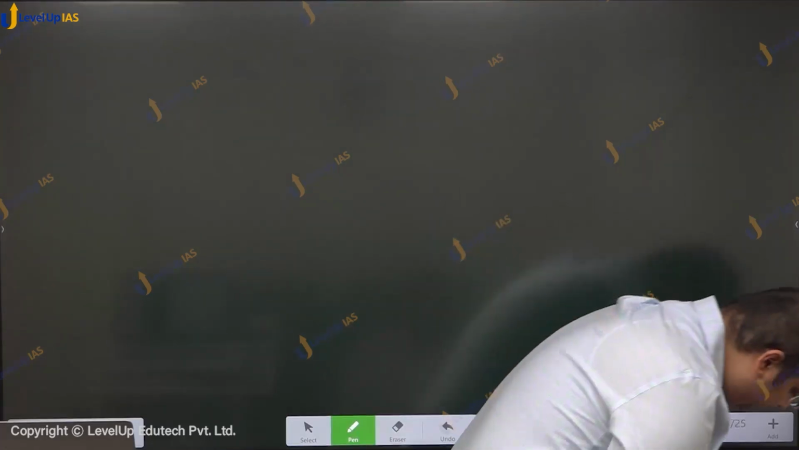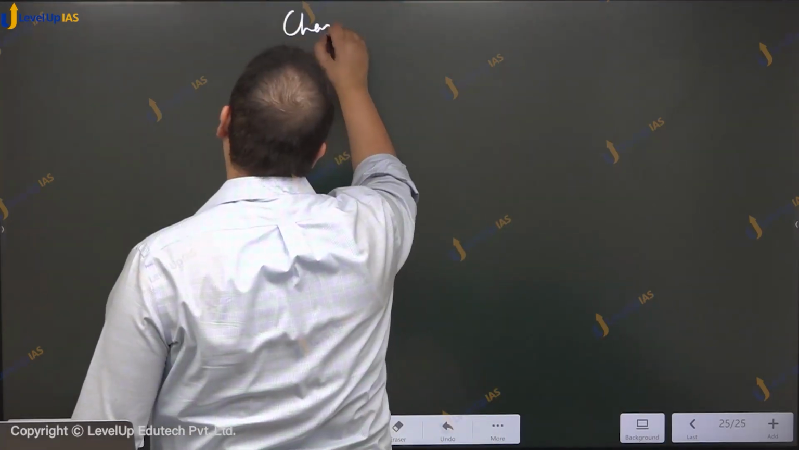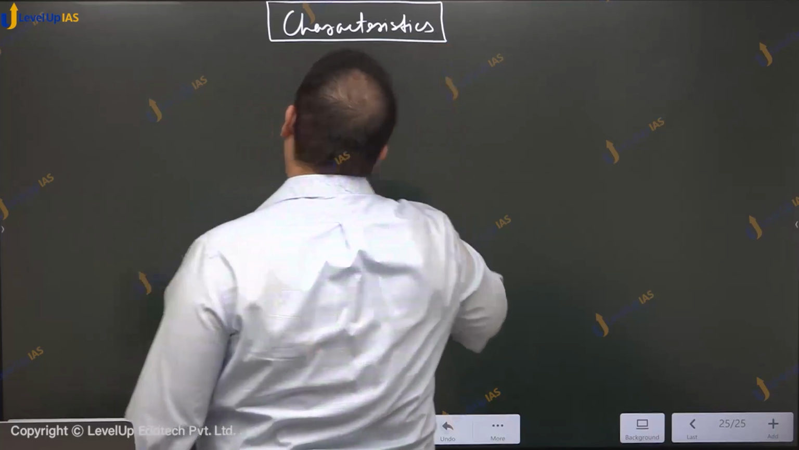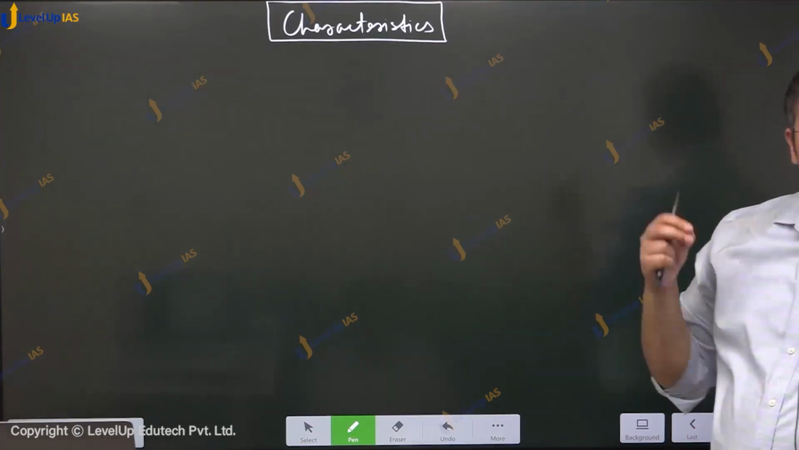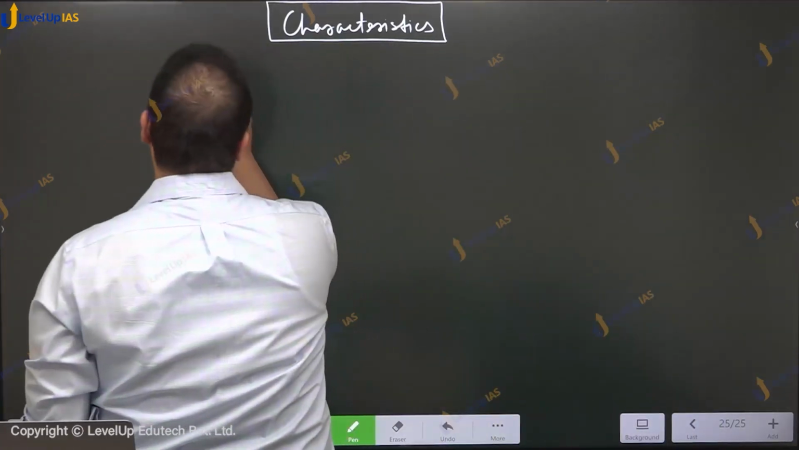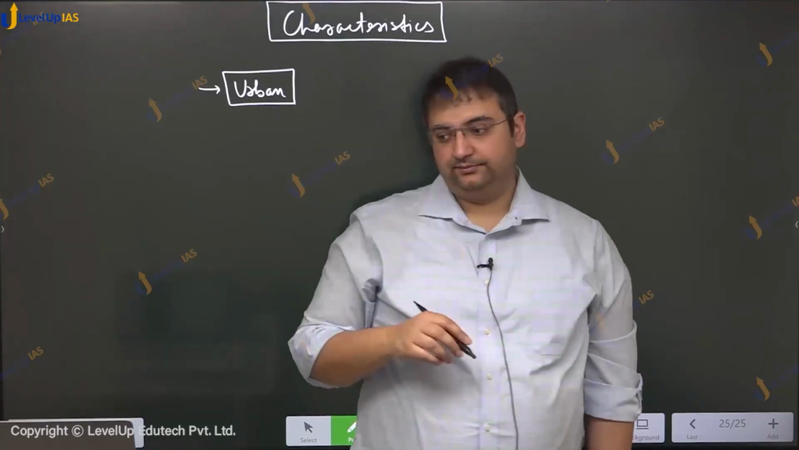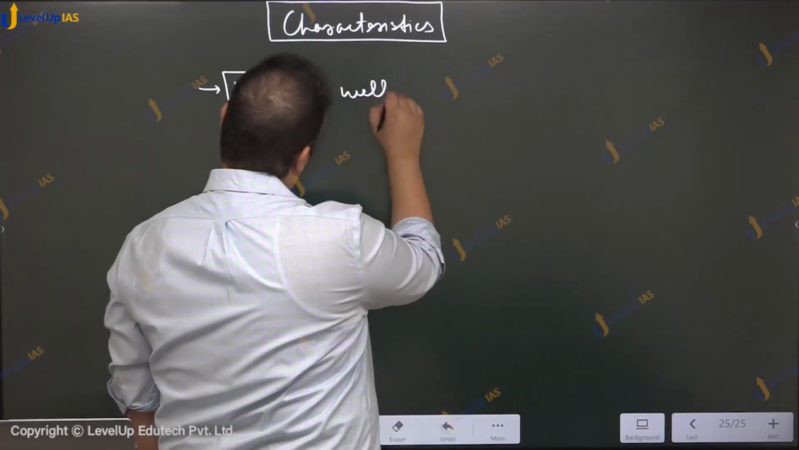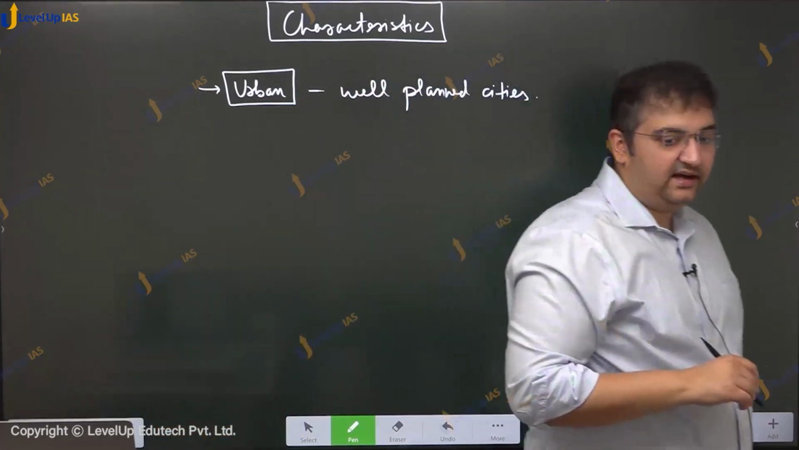Next, we need to talk about the prominent characteristics of the Harappan civilization. So when you think of the characteristics or features of the Harappan civilization, what are the things that come first to your mind? किस तरह का civilization था? Cities थी? Yes. So it was an urban civilization. किस तरह का urbanization? Well planned urbanization या फिर unplanned urbanization? Well planned cities were there. And it represented the earliest phase of urbanization in India.